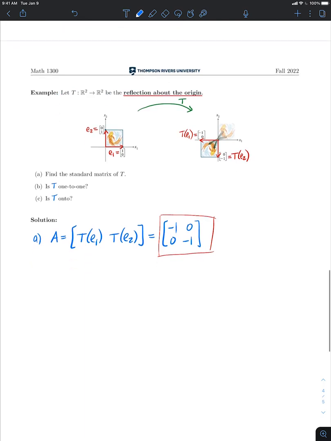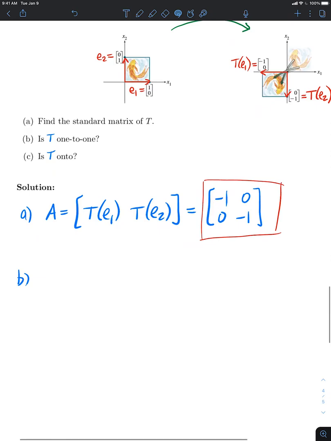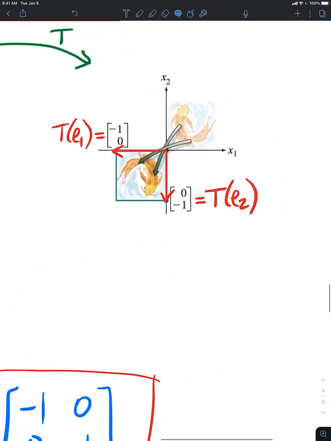Okay, so for part B, we want to know, is T 1 to 1? So in other words, if you got two different vectors, are they guaranteed to be mapped to two different output vectors? And, well, in a sense, no information. Here's a good rule of thumb you could use. Was any data lost, would you say? Was any information from this picture lost when it was passed through this transformation and reflected down here? And the answer is no.